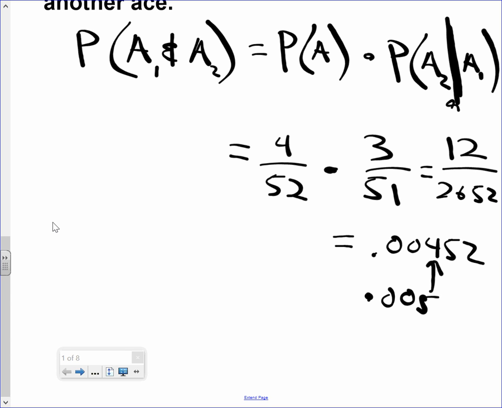So it's very unlikely. Whenever you get a nasty decimal like this where you can't even round to the nearest hundredth, we're talking about a fraction that's so small it's not even out of 100. It's out of 1,000 now. Smaller probability.